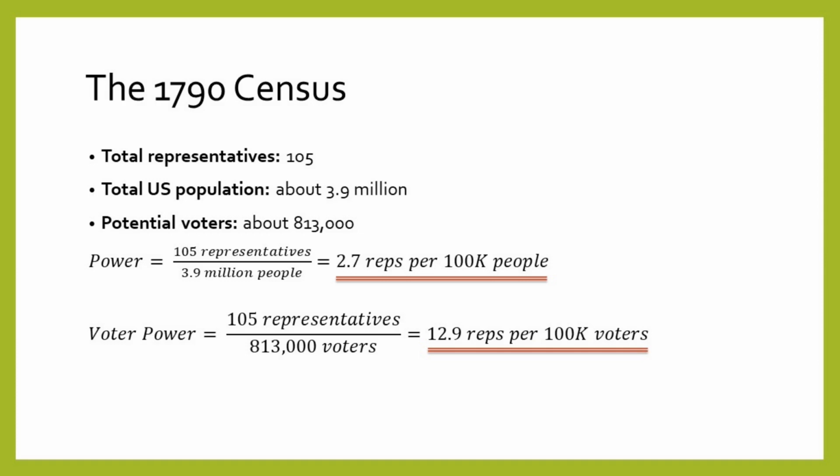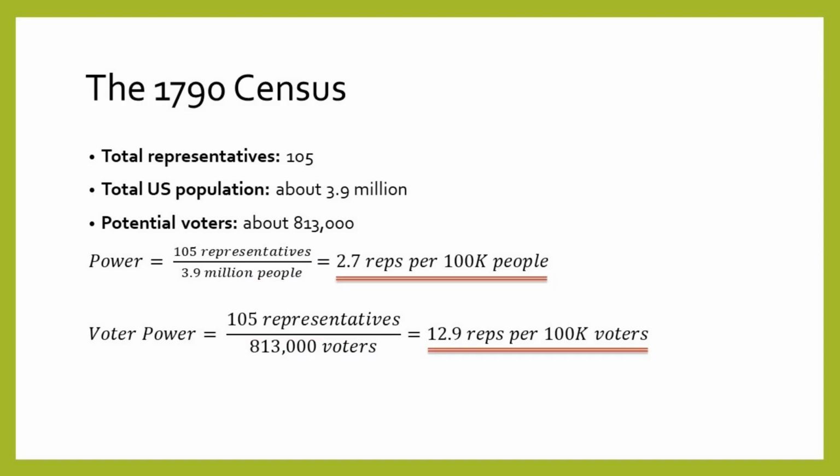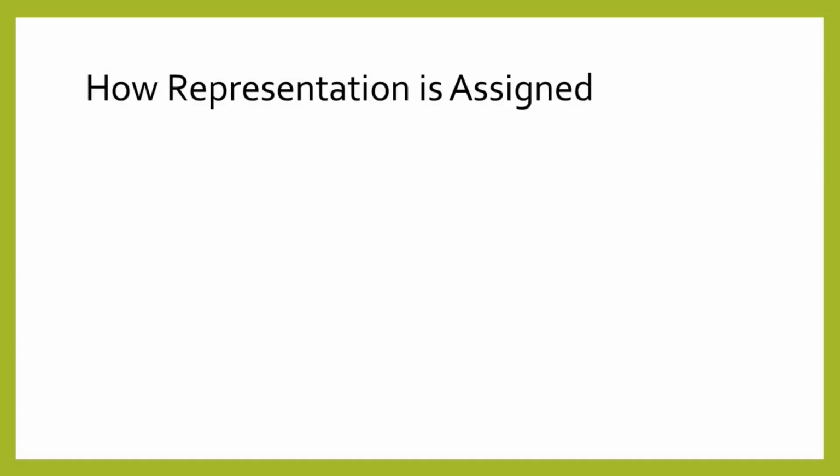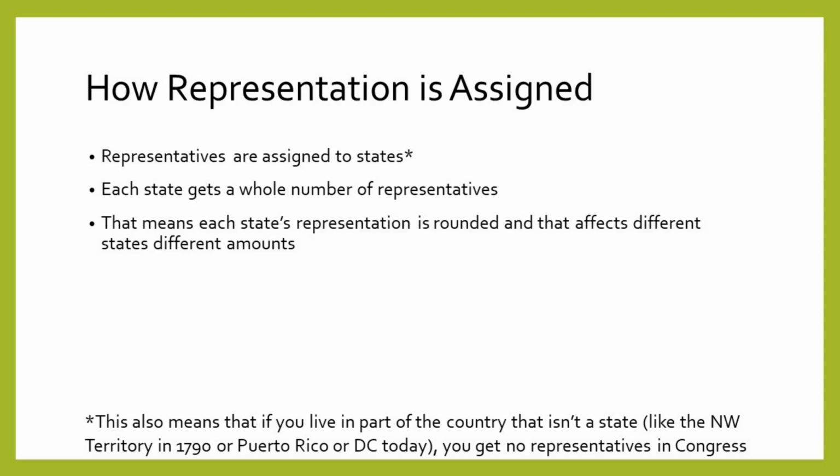That's because most of the country's population counted towards how many representatives there would be, but didn't actually get to share the power of electing those representatives. And when you share the power with a smaller number of people, each individual gets significantly more power for themselves. But there's one other thing we need to note here, which is that the Constitution doesn't actually assign representatives to individuals. It assigns representatives to states. And because each state has to have a whole number of representatives, that means there's some rounding going on here, which affects the number of reps per person differently in different states.